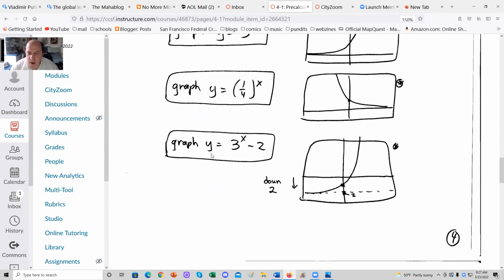Then they asked graph y equals 3 to the x minus 2. Well, 3 to the x starts small, ends big, and now we move it down 2. So instead of being asymptotic to the left to 0, it's asymptotic to y equals -2. So it starts at near -2. At 0, it's going to be 1 minus 2, which is -1, and then zip off to the sky like that.